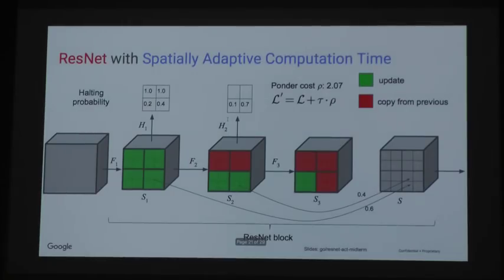He then took that and went one step further and said, wouldn't it be nice if it wasn't just a question of deciding how many layers in each block to look through, but how to have this adapted to different areas of the image. So with spatially adaptive computation time, you have a separate halting decision for each region of the image.